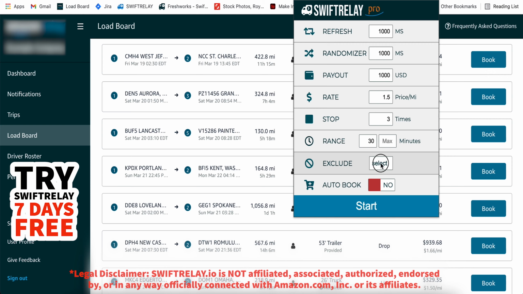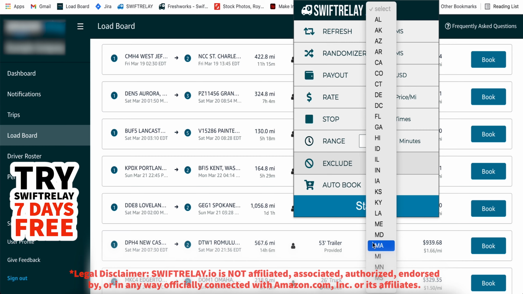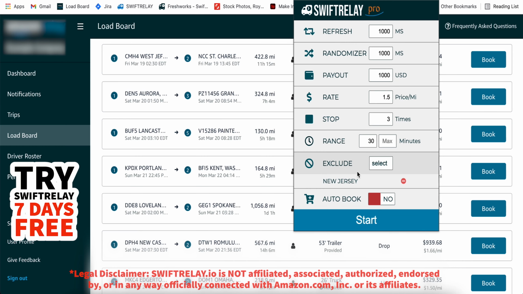Now, the exclude is the state exclusion. It doesn't mean that you're not going to drive through the states, but it says basically, I don't want to pick up from, in this case, New Jersey, for example. I don't want to pick up or drop off in New Jersey. So if any of these loads are in New Jersey, the pickup or a drop off, you're not going to get that load because you don't want to get to New Jersey to pick up or drop off.